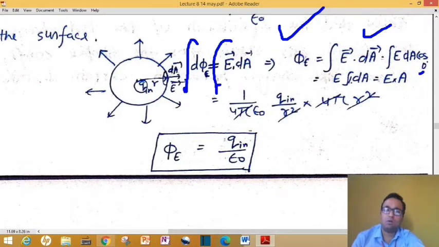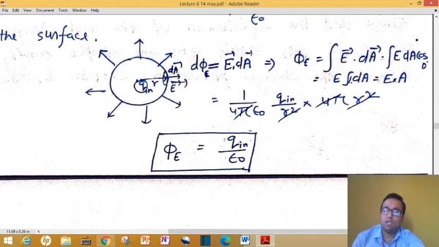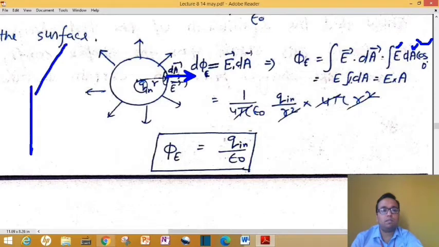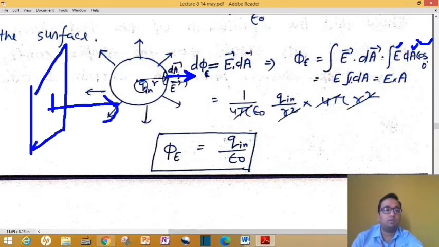Why is it cos 0? Now tell me, what is theta between electric field and A? See, at this point, the direction of the area vector is along this arrow. Okay, because the direction of any given area is always what? It is always perpendicular to that area. Okay, the direction of the area vector is always at 90 degrees with its surface, like this arrow.